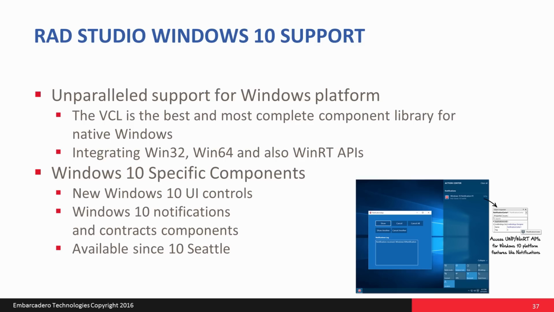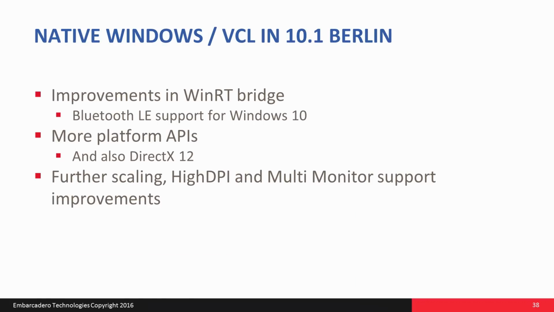Those controls were introduced originally in RAD Studio 10 Seattle, and they're Windows 10 specific controls you're able to leverage in your applications. In addition to, for example, the T-sharing contract, which brings support for contracts, the system mechanism for sharing information with other Windows 10 applications, and then also the notification center component, which supports Windows 8 and later systems.